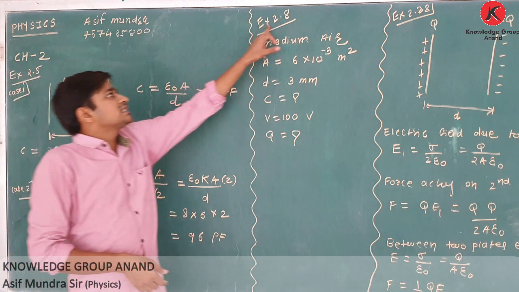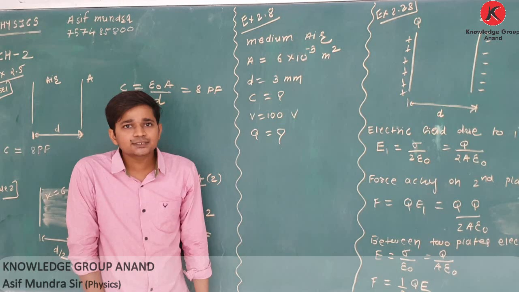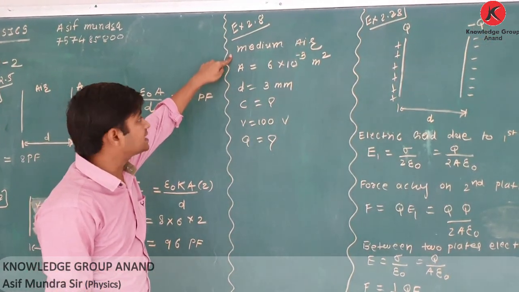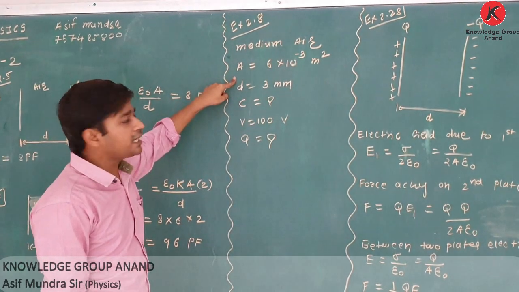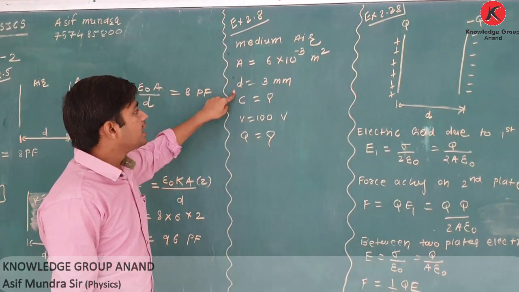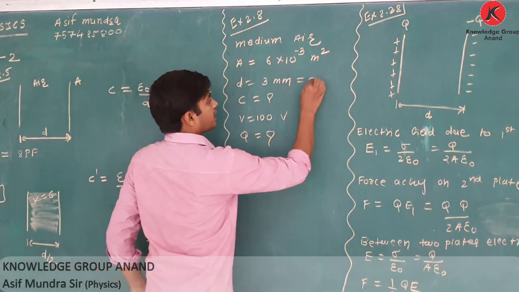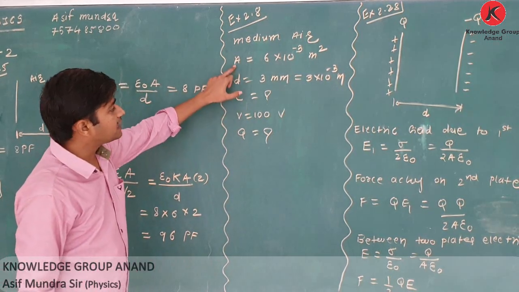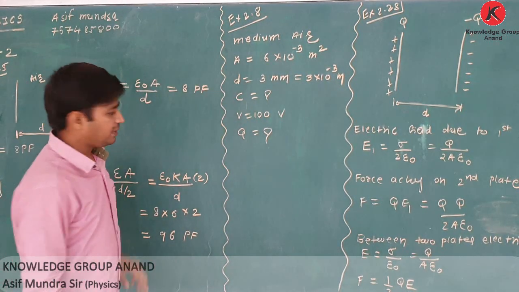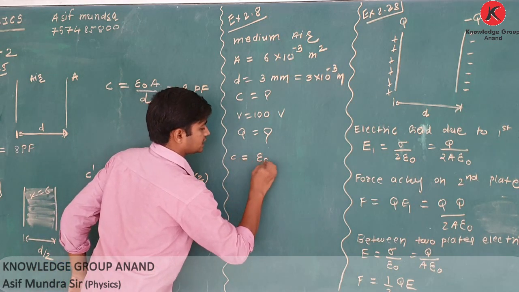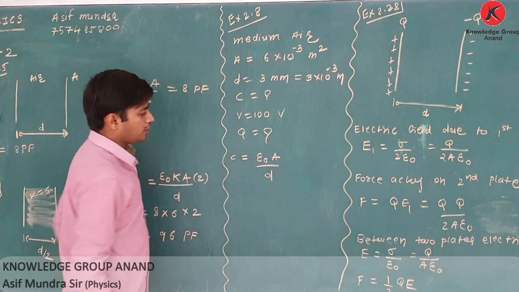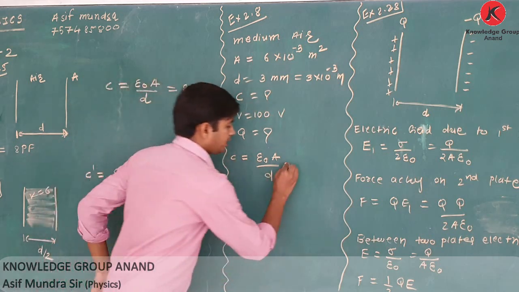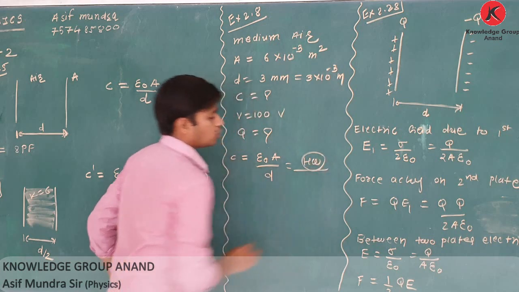Another question. Exercise 2.8. The medium between two plates of a parallel plate capacitor is air. Area of each plate is 6 into 10 raised to minus 3. Distance D is 3 millimeter, which means I can write 3 into 10 raised to minus 3 meter. See, D is very small compared to A. You have to find the capacitance. What is the equation of capacitance? C is equal to epsilon 0 A upon D. You know the value of epsilon, A is given, D is given. You can easily find. It is your homework.